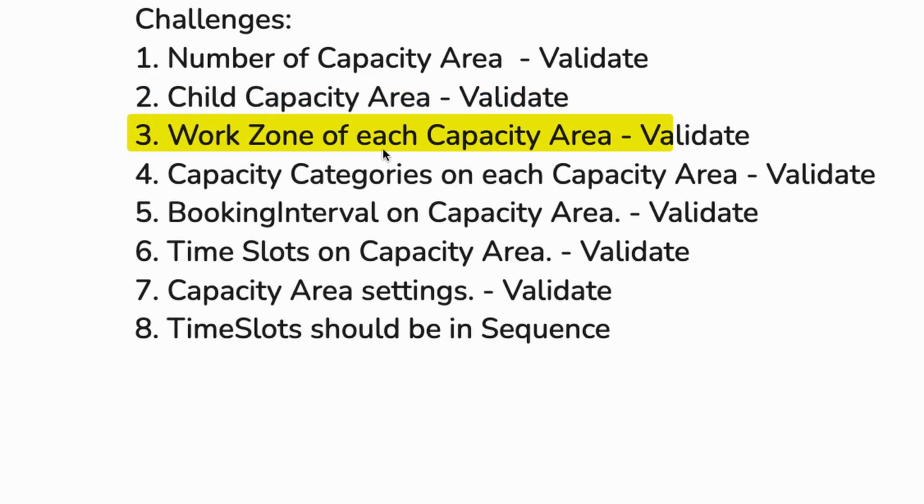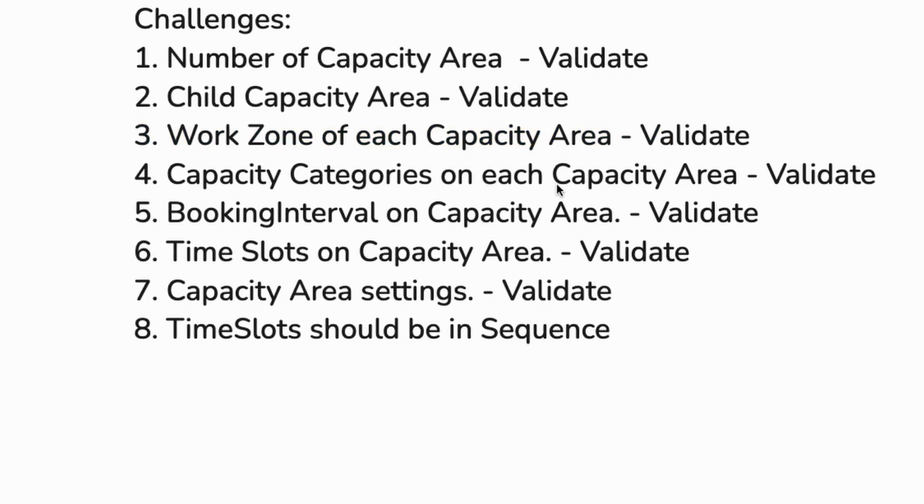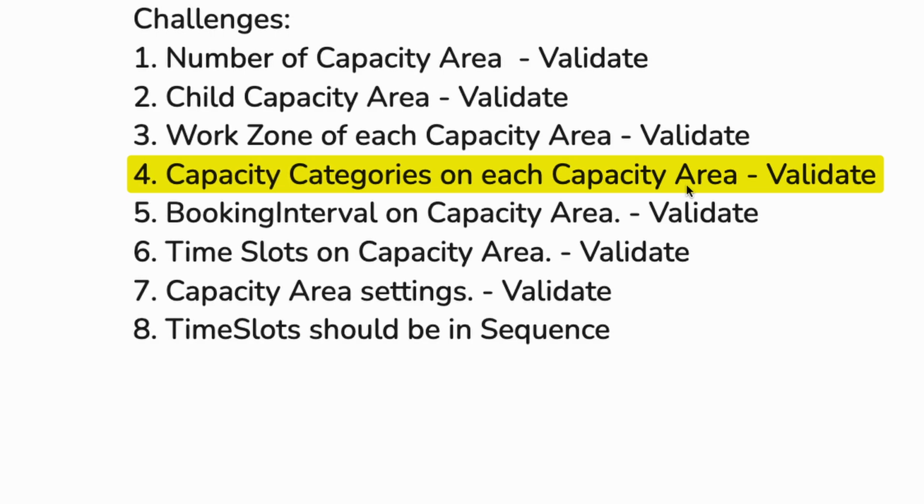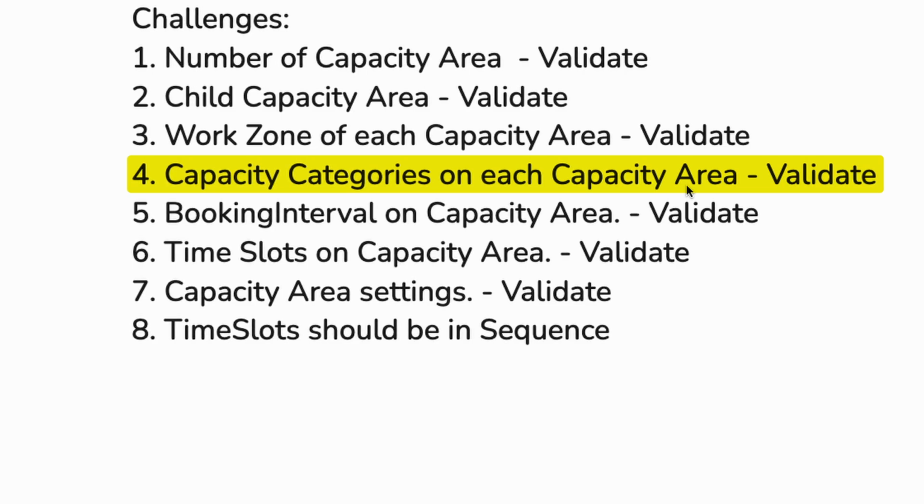Same way, work zone for each capacity area, we need to validate. Capacity category on each capacity area. A capacity area can have multiple capacity categories. So if we have a large number of capacity areas, then obviously capacity categories will be huge. So it is very difficult to verify manually from one environment to another environment.